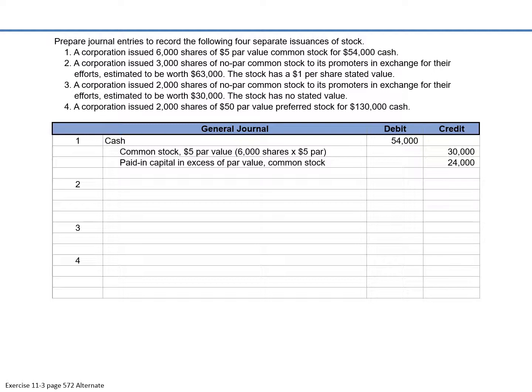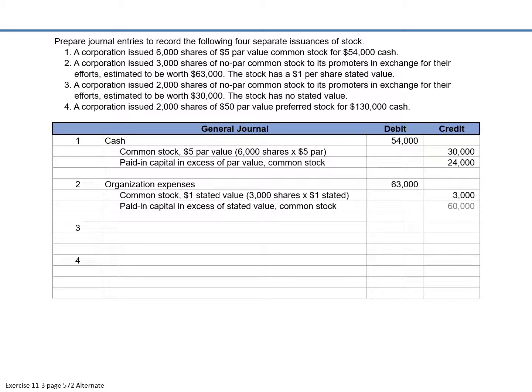In situation 2, the corporation issues 3,000 shares of no par value common stock to its promoters in exchange for their efforts. So we're going to debit organization expenses, $63,000, and we're going to credit our common stock for the stated value of $1 times the 3,000 shares. So $3,000 of common stock, and then we're going to have $60,000 of paid in capital common stock.